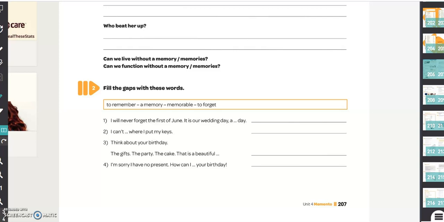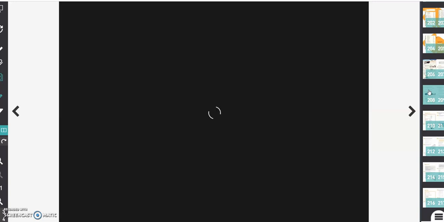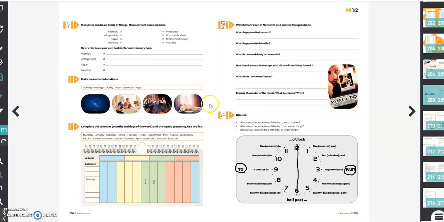Hi again. So we are here on page 207, exercise 2. Fill the gaps with these words. So you use these words and you fill them in the text. You can look up the words on page 260. Okay, let's go to the next exercise on page 208.